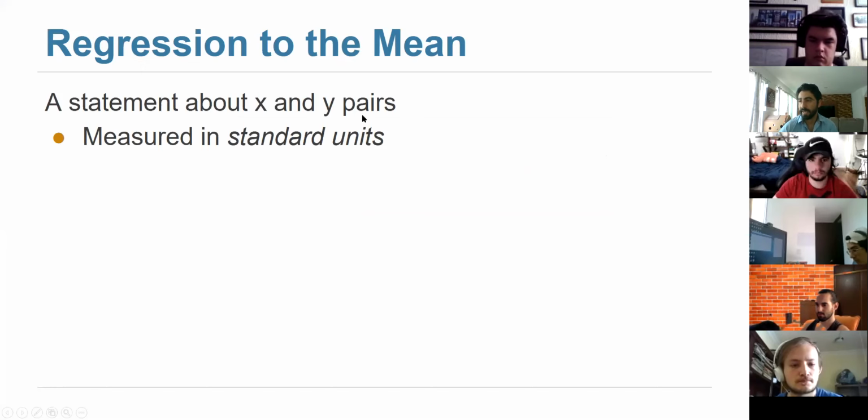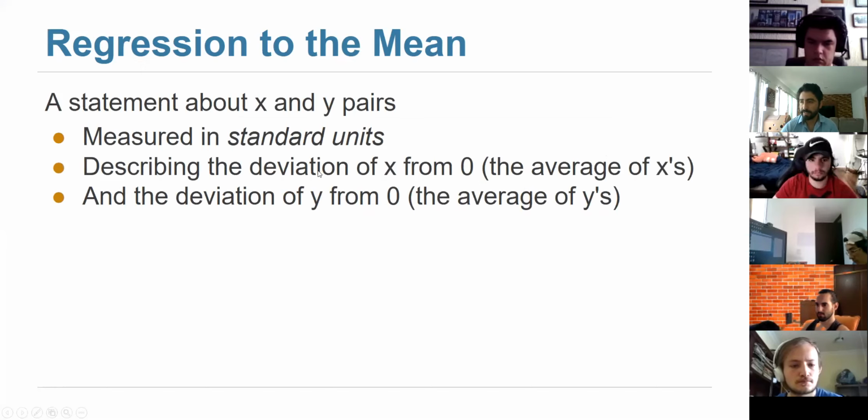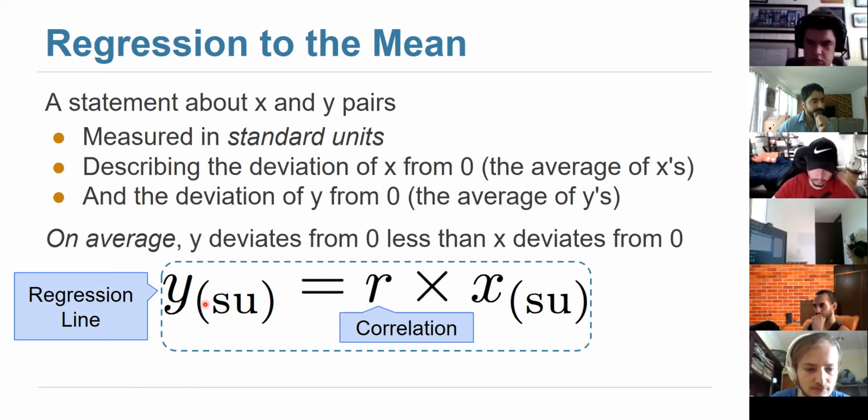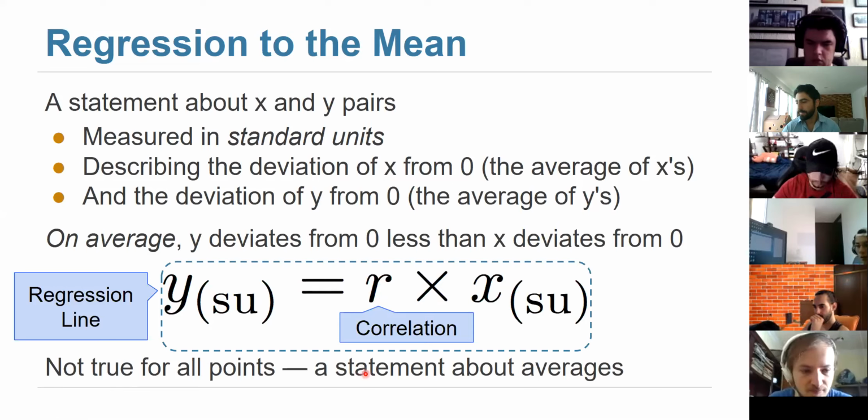It's basically a statement about X and Y pairs measured in standard units. This describes the deviation of X from 0 and the deviation of Y from 0, and you can get this equation: your Y in standard units is equal to your R value multiplied by your X in standard units. R is your correlation, and Y is on your regression line. This is not true for all the points, but it's a statement about the average.